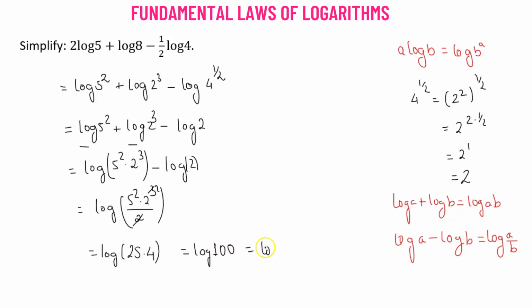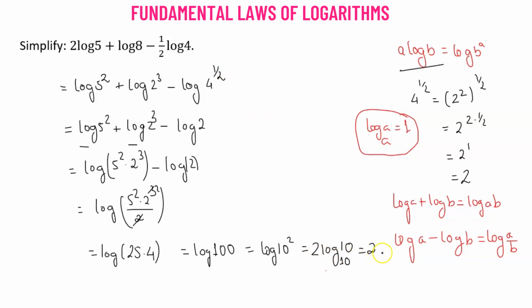Log of 100 can also be expressed as log of 10 squared. And we'll use this property, a log of b equals log of b raised to the power of a, to get 2 times log of 10. Now, whenever the base of the logarithm is not mentioned, it is usually 10. And if we apply the property that log of a with a base of a is always equal to 1. So in our case, our value of a is 10. So regardless of the value of a, that will always equal 1. So that means our final value will be equal to 2. So this is the simplified value of the given expression.